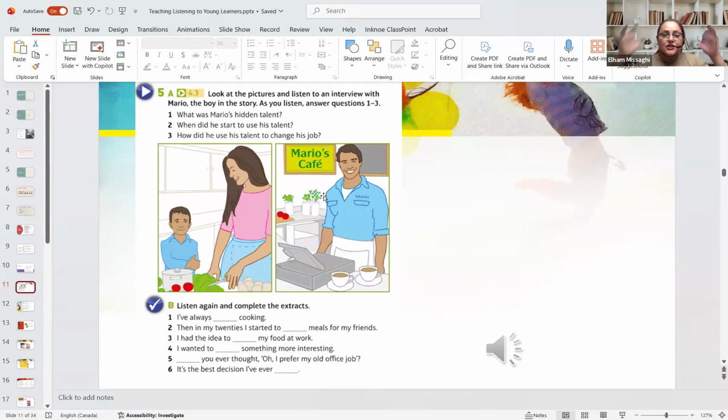Exactly. Okay. So they get the picture of what's happening in this listening. And then when they answer it, you take their general comprehension. Then you go through it for the second time and say, now look at these sentences.